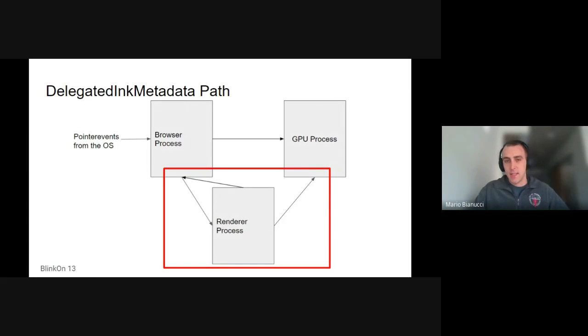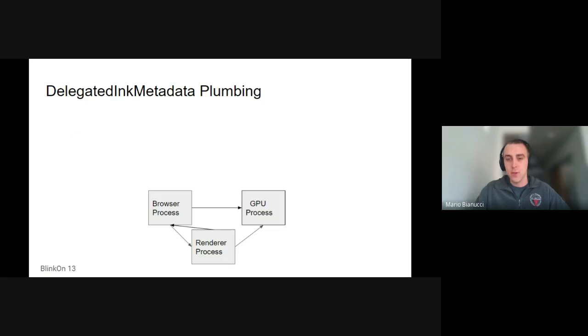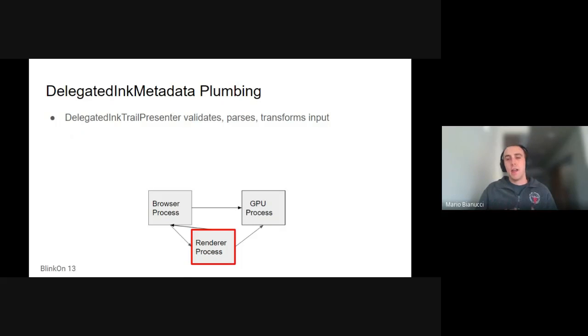So the first part, as I said, is the Delegated Ink metadata path. This is what the developer provides to us, that trusted pointer event and the style dictionary, how we parse it and how we give information to the browser process and the GPU process. So the first thing that we do is we validate, parse, and transform the input that they give us. We get the actual point, the presentation area, the timestamp, the color, and the width, and get that into the viewport coordinates.